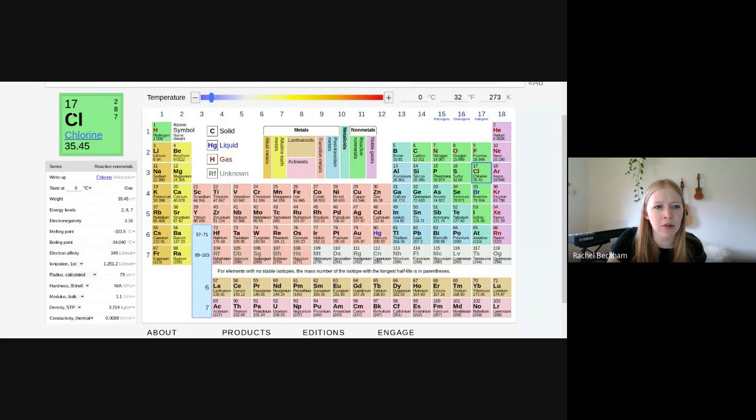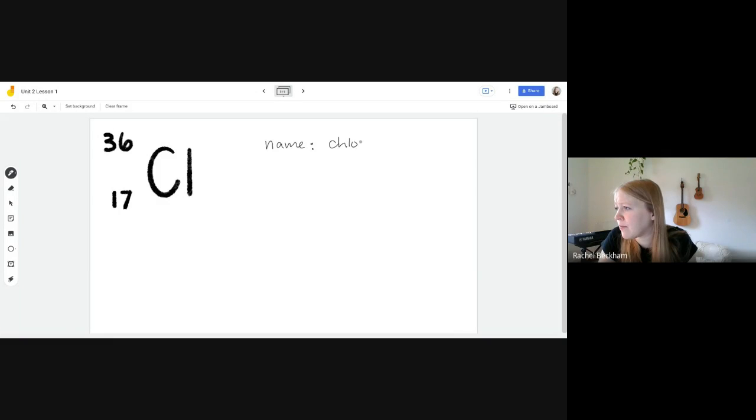Its atomic number is 17, and its overall average mass is 35.45, but that doesn't really pertain to our specific situation because it's the overall average. But its atomic number is 17, and it stands for chlorine. So its name is chlorine, right? Its atomic number is 17. And we can see that from right here as well, right?